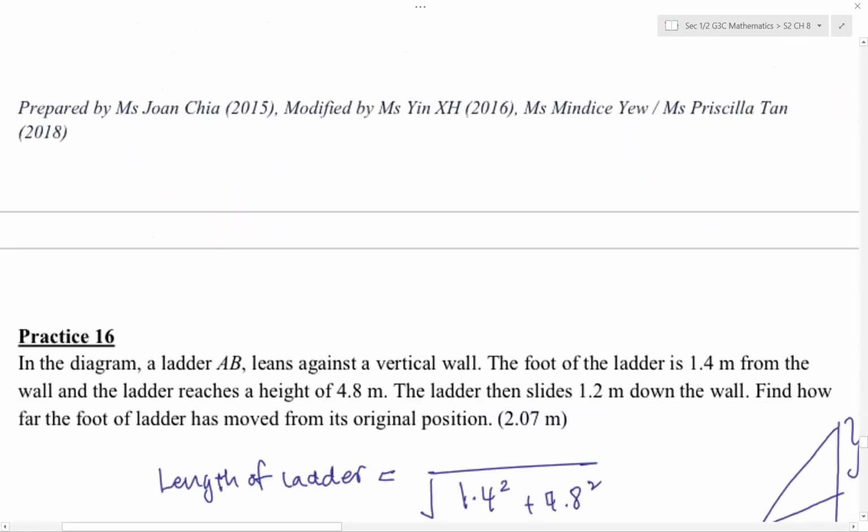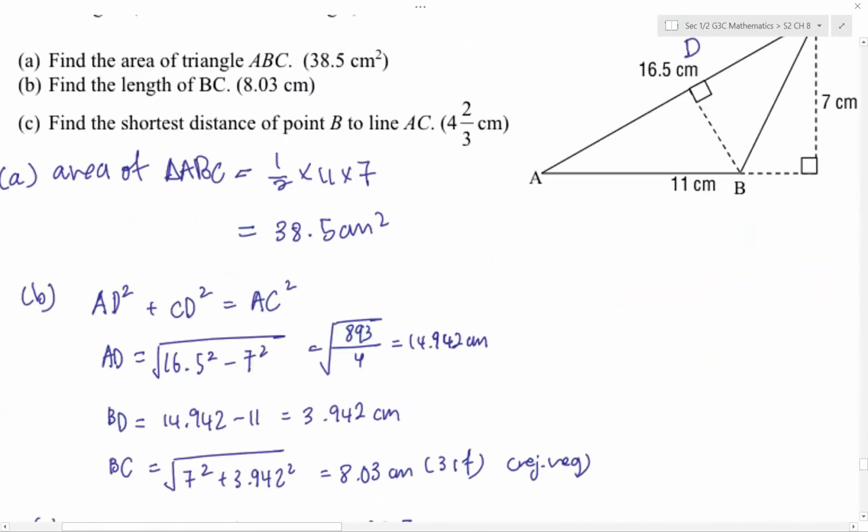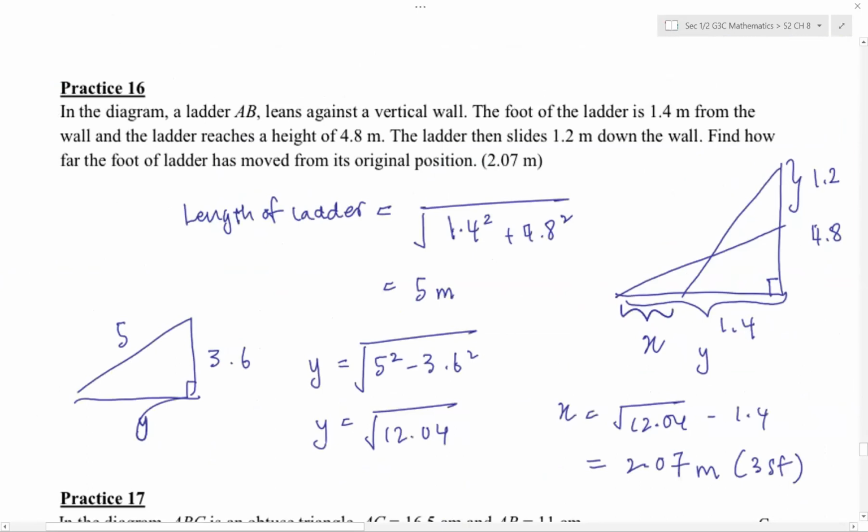Question 16. So another ladder this time. Vertical wall, foot is 1.4 meters away. So this is the 1.4, then slide down. Okay, let me see. The foot is 1.4 meters away from the wall and it slides. Okay, so this diagram, something wrong already.